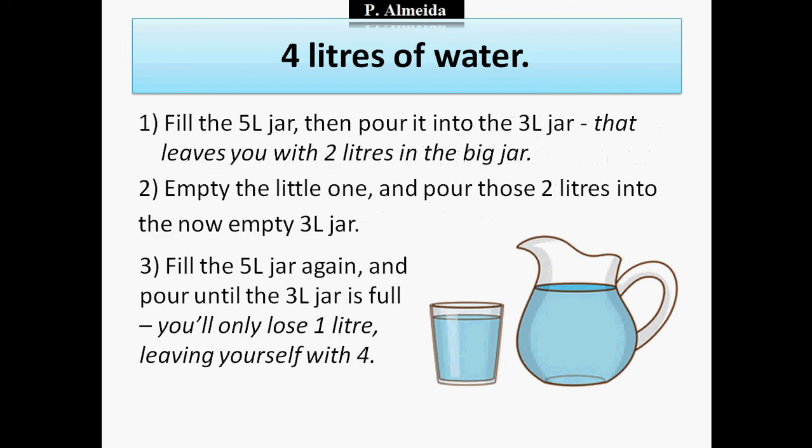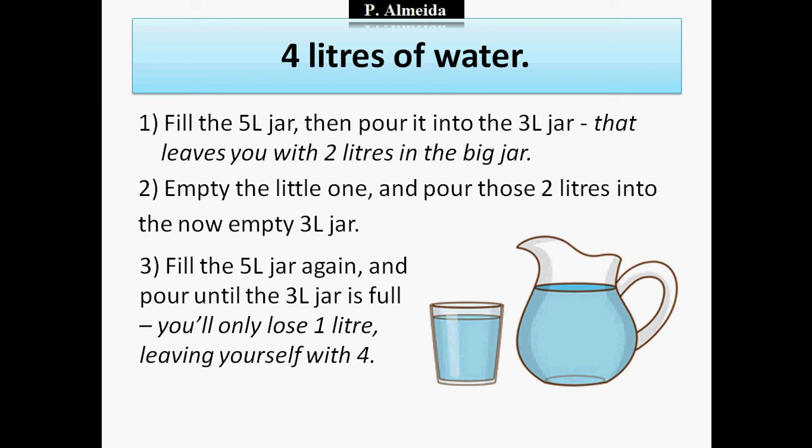So first, you fill in the 5 liters jar and then you pour it into the 3 liters jar. So what is going to happen? 5 minus 3 is 2. So in the 5 liters jar, you get 2 liters of water. Okay, so they stay there, they are remaining. Now, you empty the 3 liters jar, and then you pour those 2 liters into the now empty 3 liter jar. Okay, so actually I think I confused you, so I'm going to read the answer again for you, sorry.